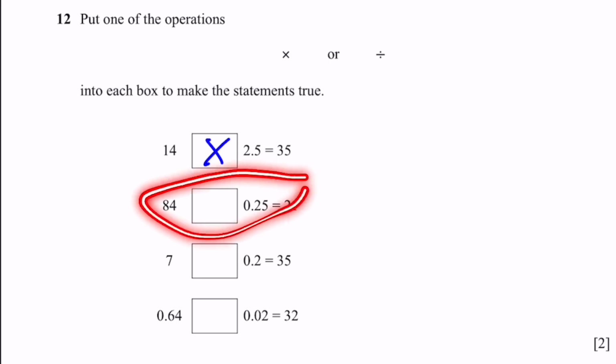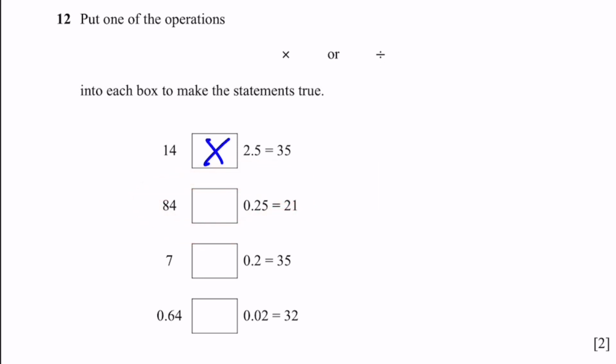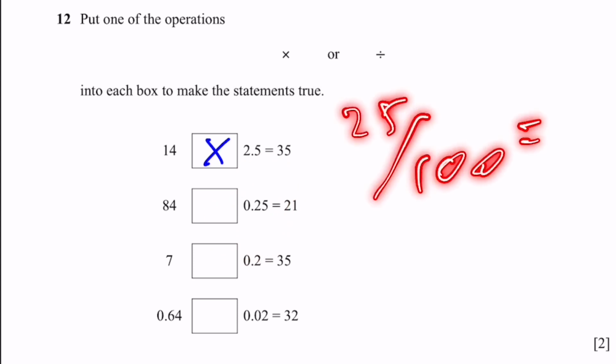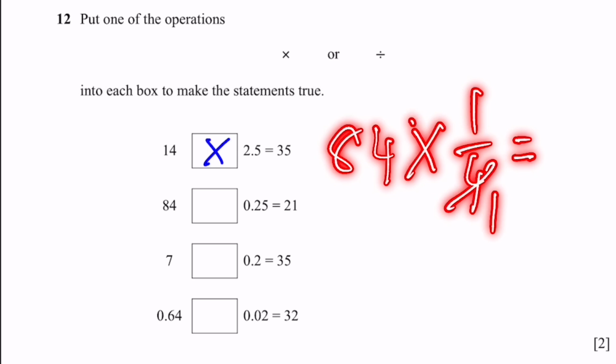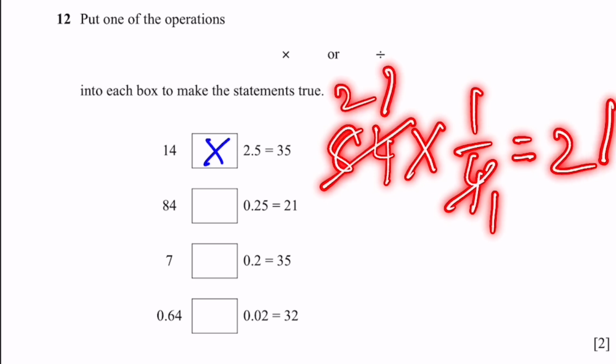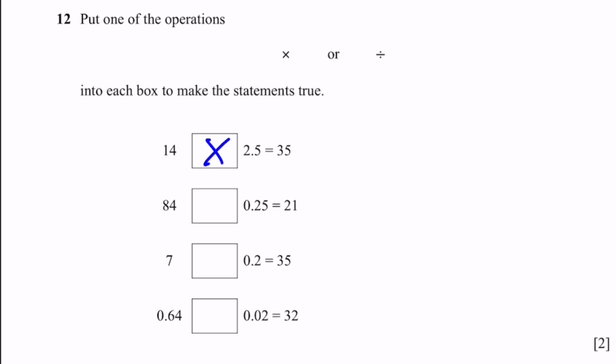Now, 84 _ 0.25 is 21. So we know that 0.25 is 25/100, and that's equal to 1/4. Now 84 into 1/4 is equal to, we can cancel it out, it becomes 21. That means we multiply.